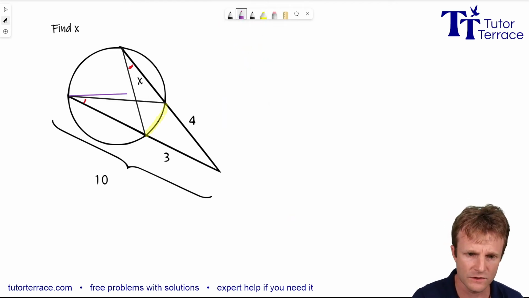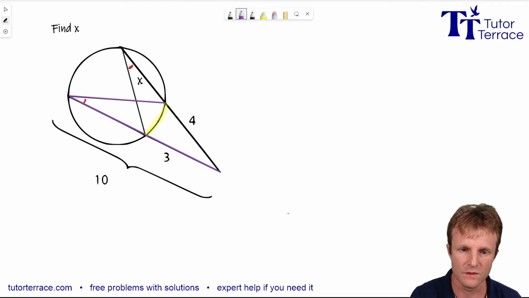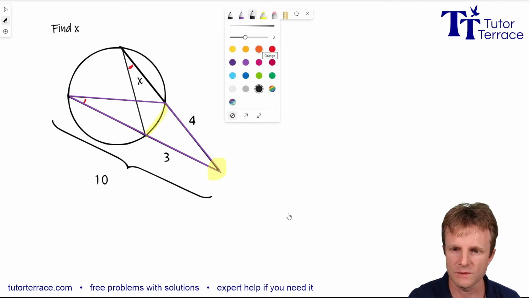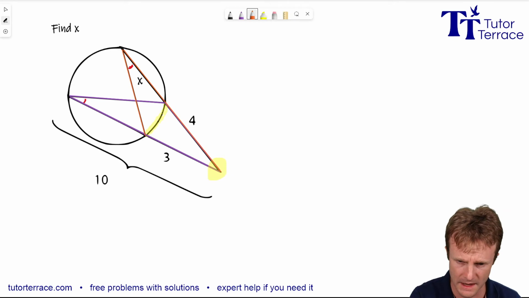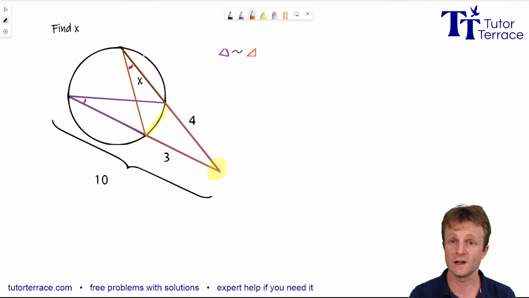We can draw this triangle in purple here, which has the red angle as a member and also the angle down in the bottom as a member. And we can pick another color to show the other similar triangle, let's say orange, which is going to again have the red angle in it and again go down to the bottom right. And so the purple triangle is actually similar to the orange triangle.